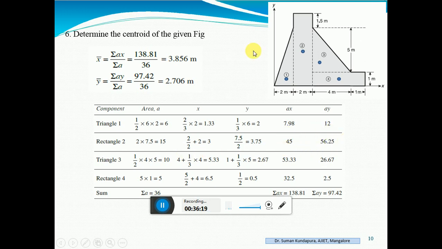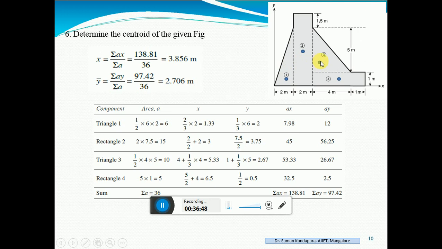Okay. Move on to the triangle 3, third triangle, whose area is half into base into height. It's given, base is given as 4 meter. So it is half into 4 into 5. 5 also is given. Half into base into height for the triangle. Find out that. Now find out the x distance and the y distance.